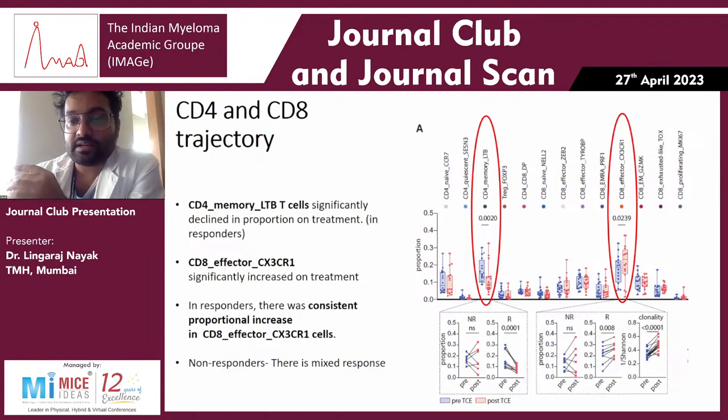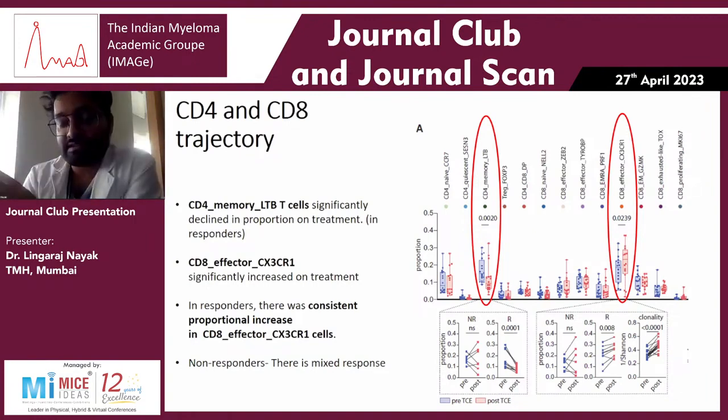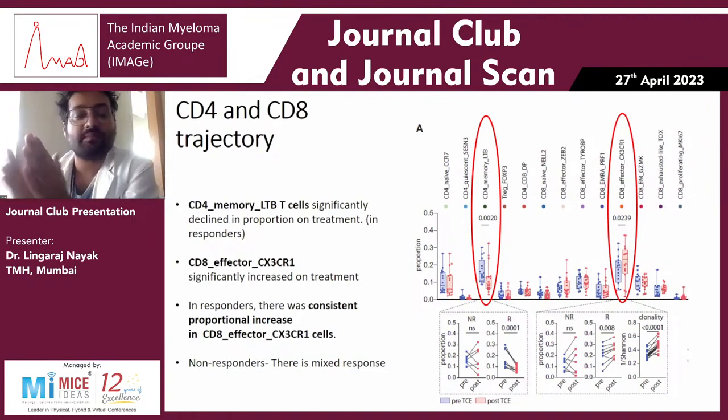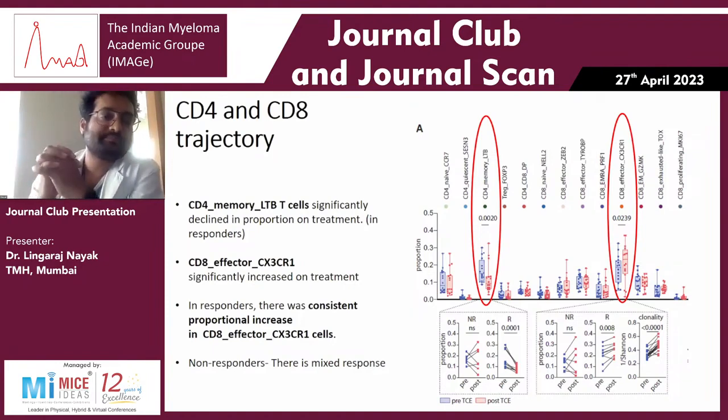But in the CD8 effector cells with CX3CR1 expression, they have significantly increased in those patients who are responding. You can see here, R stands for response and NR stands for no response. In the patients who are responding, there is a significant increase in the CD8 effector cells, and that is very consistently found. In non-responders, there was a mixed response. Some patients show an increase in CD8 cells, but in most cases there is a mixed response. Next slide, please.